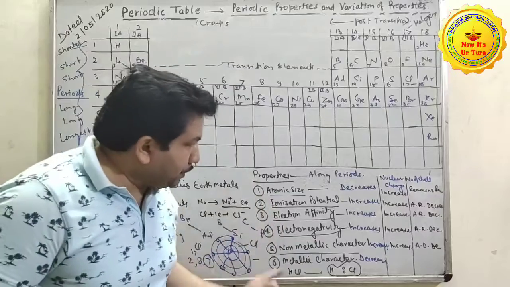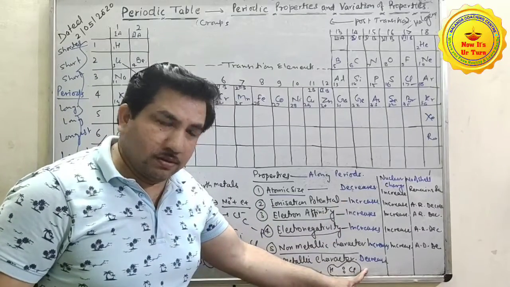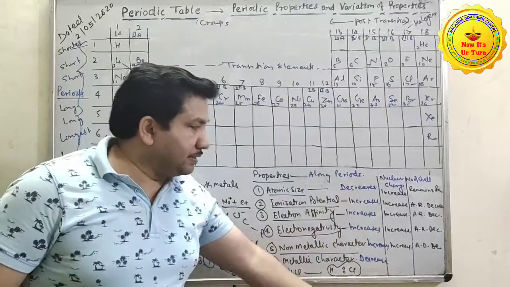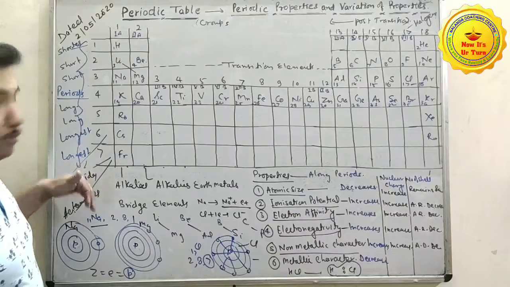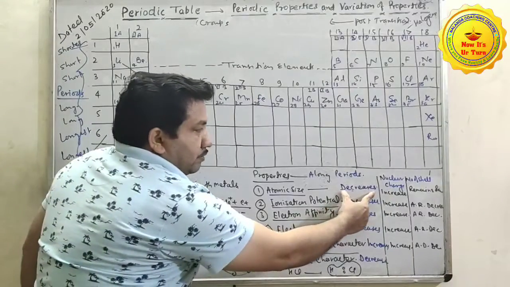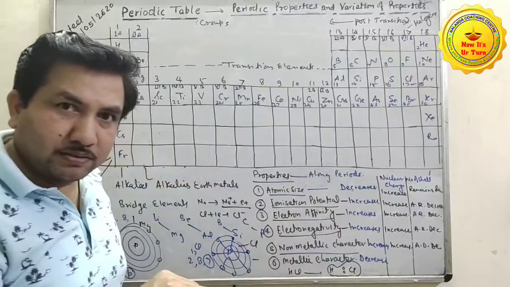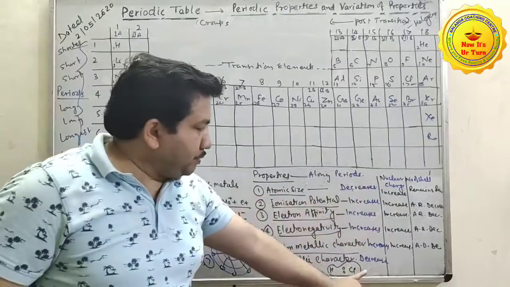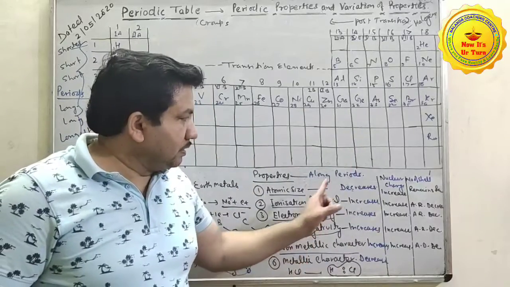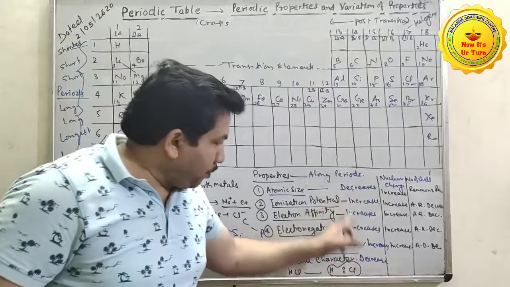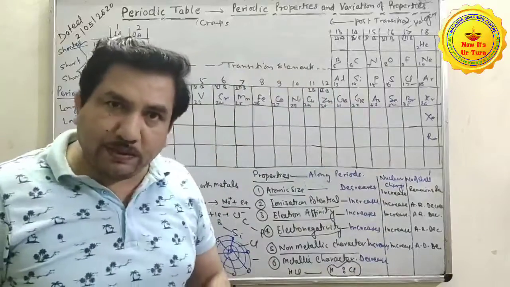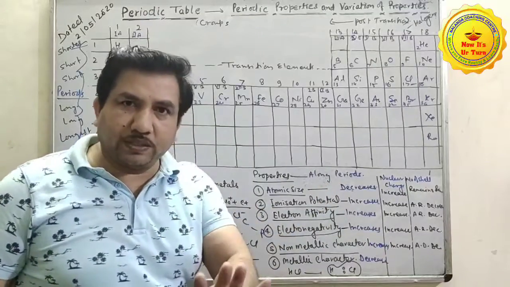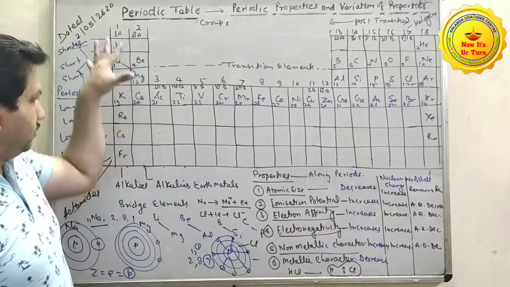So among the six properties, the first and the last decrease while moving from left to right in the period, whereas the remaining four, which are in between, increase. And while moving down in the group, the properties which decrease on moving from left to right in the period increase, and the properties which increase on moving from left to right in the period decrease while moving down in the group. It means this is just the opposite of this. Clear? While we are moving down in the group.